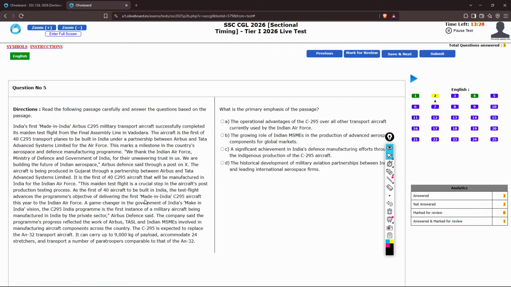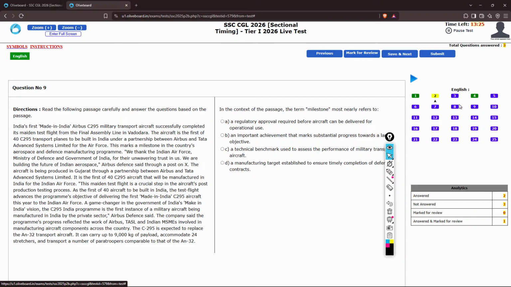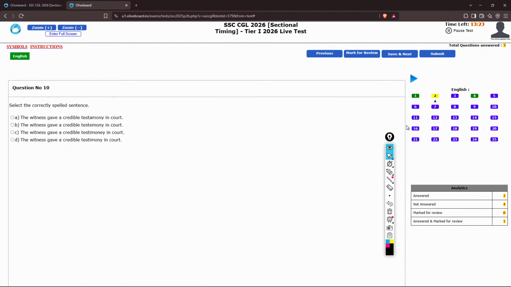Okay, this is a small RC, but okay, 5, 6 questions. Select the correctly spelled sentence. The witness gave a credible testimony. Testimony. I think this is the spelling of testimony.